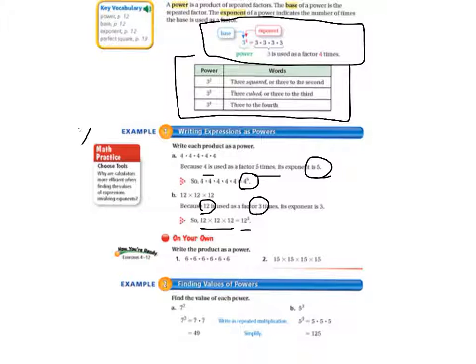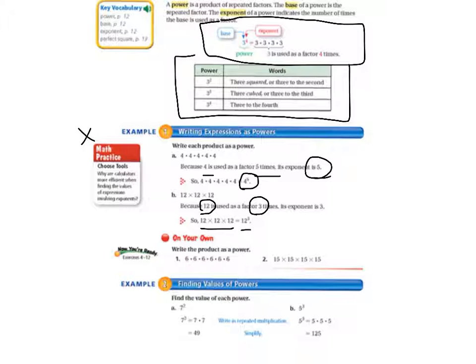Let's take a look at the math practice box. It says choose tools. Why are calculators more efficient when finding the values of expressions involving exponents? I think we can all answer that. It's easier to press a button lots and lots of times than it is to multiply things out longhand. However, you should have the skills to do that if necessary. Let's look at example 2.